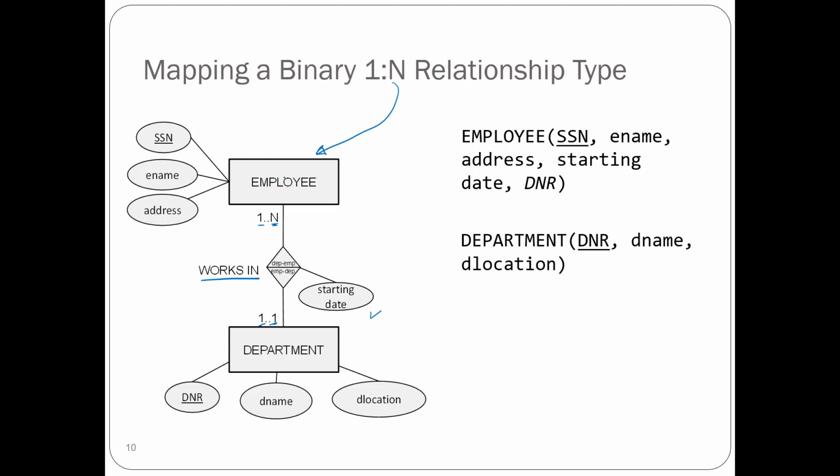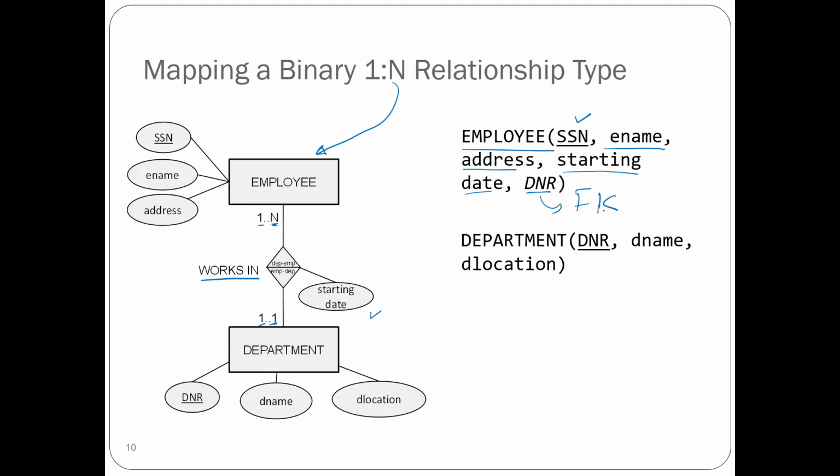So the first thing that we need to do is to have the relation corresponding to each entity type. So let's look at the employee. For employee relation, you have the social security number, SSN, which is the primary key, then the employee name, e-name, the address, the starting date, and DNR. What is DNR? This is the foreign key.